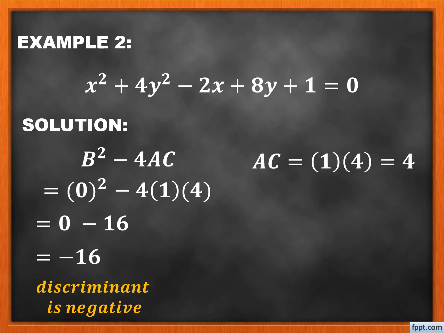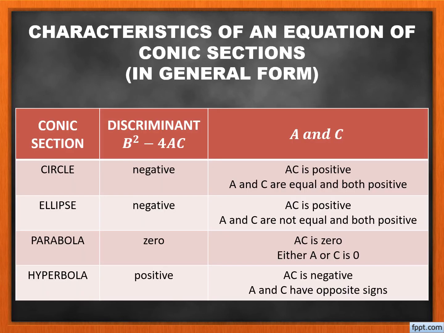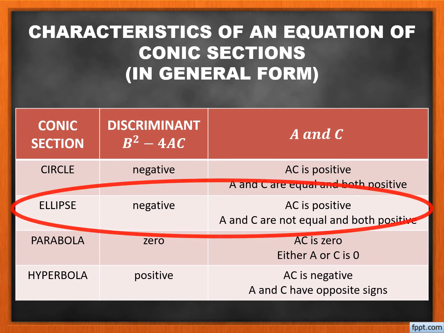How about the value of ac? We have a is 1, c is 4, and 1 times 4 is positive 4. So our ac is positive, but a and c are not equal, but they are both positive. So using our table, the discriminant is negative, ac is positive, but a and c are not equal. Therefore, the equation represents an ellipse.